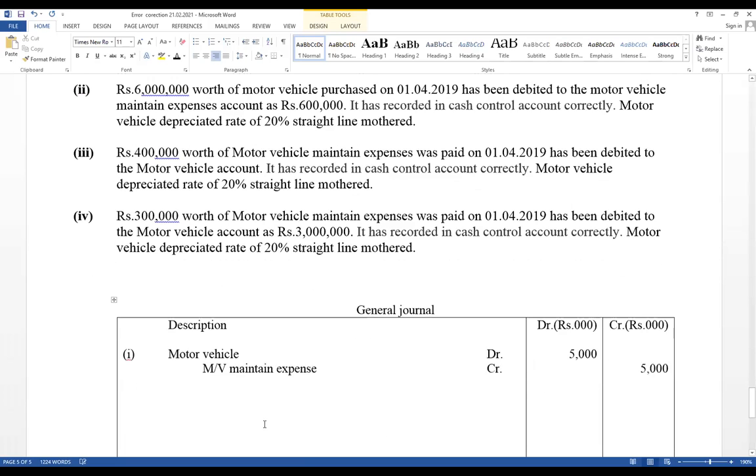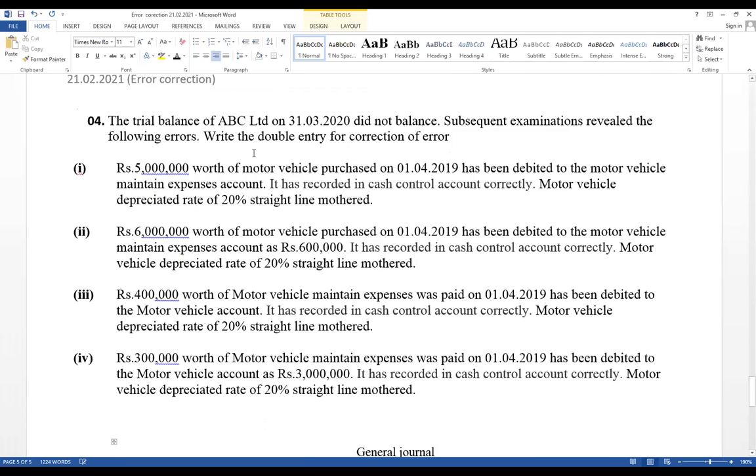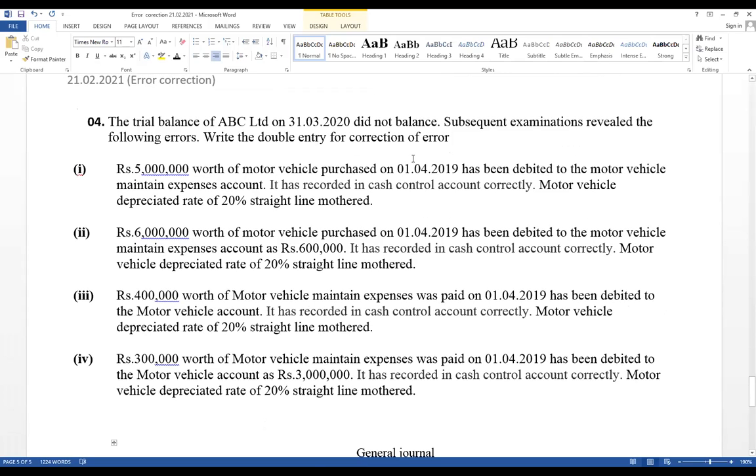And now it affects depreciation. Think about the motor vehicle purchase recorded as a maintenance expense. Therefore, it has not been depreciated. It has not been recorded as a motor vehicle. Therefore, depreciation should be calculated based on cost value. It has given 20%. The asset was purchased at the beginning of the year. Therefore, you have to calculate depreciation for the entire year. Think about values in 1,000. Therefore, 5,000 into 20%.